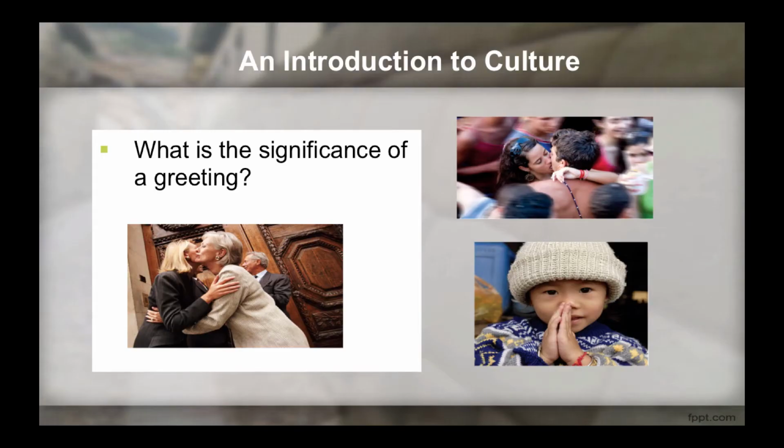What is the significance of a greeting? So here we have 3 different greetings, and we could all say that, yes, these are indeed greetings, but one thing is missing for sure, right? The context of that greeting.